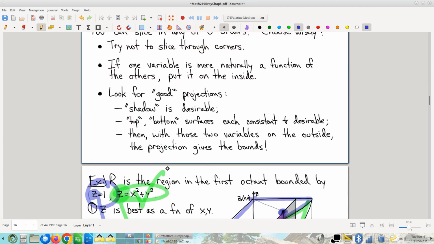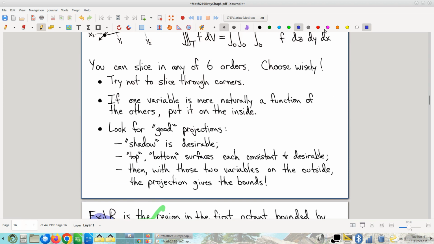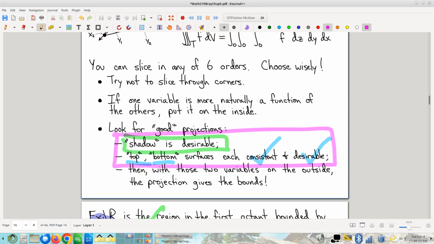So now we can go back up here, and now you can see what I mean by a good projection. You want to have a shadow that's easy to slice up, what I call a desirable shadow. And you want to have good top and bottom surfaces that are consistently the same and not hard to deal with. So whenever you see a good shadow and consistent and convenient top and bottom surfaces, you've got yourself a good projection. Put those two variables on the outside, and you get to find most of your bounds by just looking at the shadow alone, just like we just did.